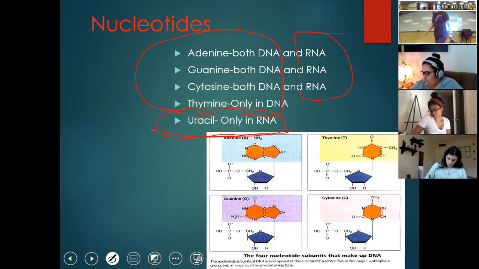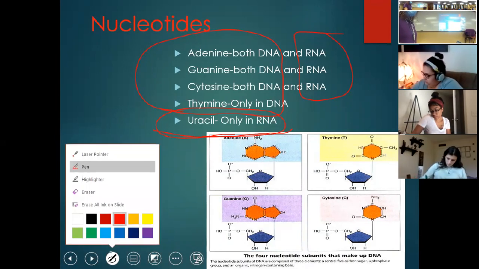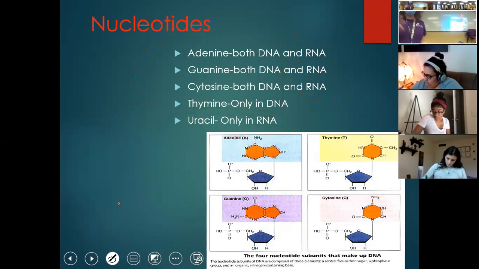The other thing is we have in DNA specific nucleotides binding with only one. Adenine will only ever bind with thymine. Cytosine will only ever bind with guanine. How do I remember that? Apple tree, put your car in the garage. Adenine and thymine, apple tree. Cytosine, guanine, put your car in the garage.